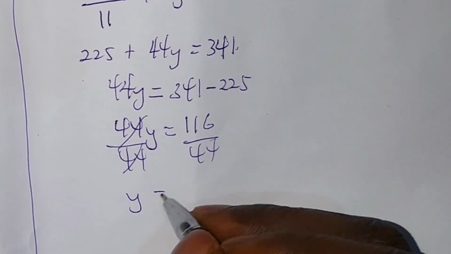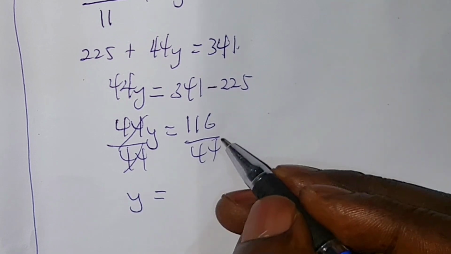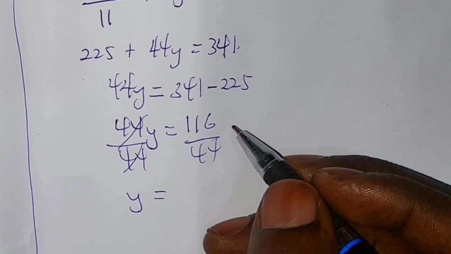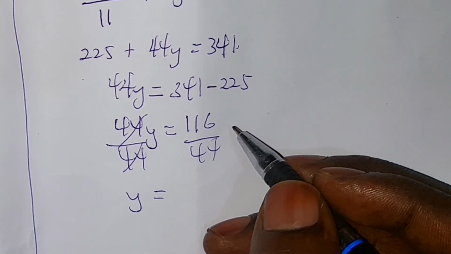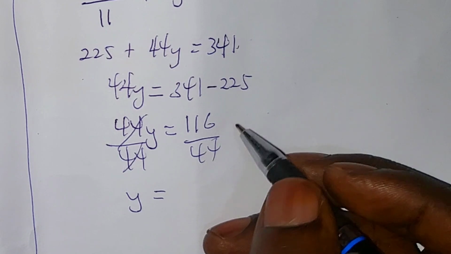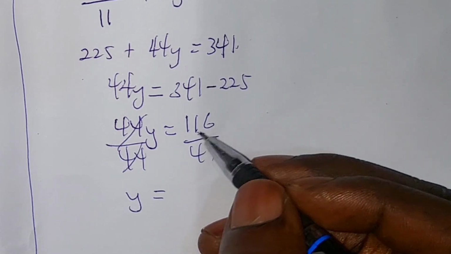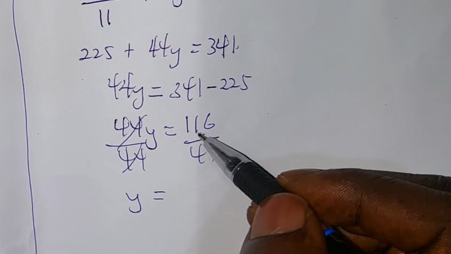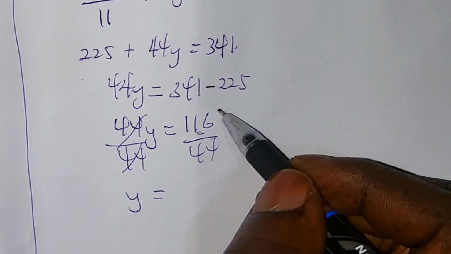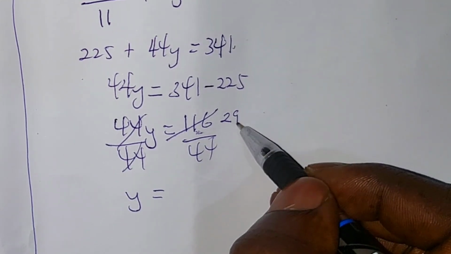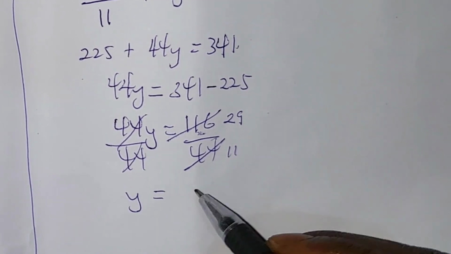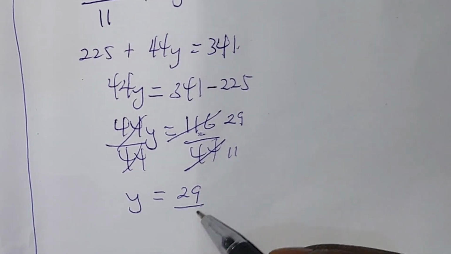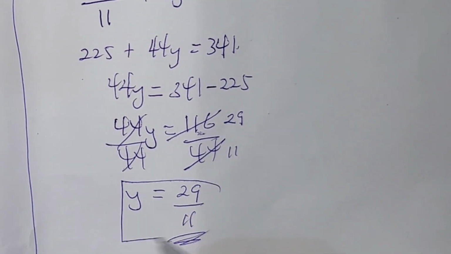This can be simplified, so let's simplify it and see. What number can go? 2 can go. 4 can also go because the last two digits are divisible by 4. So we can use 4 to divide. 4 into 116 is 29 times, and 4 into 44 goes 11 times. So we have 29 over 11. So there it is.